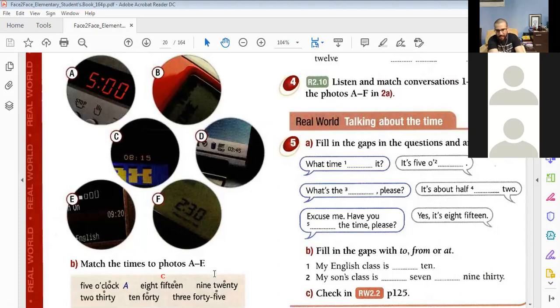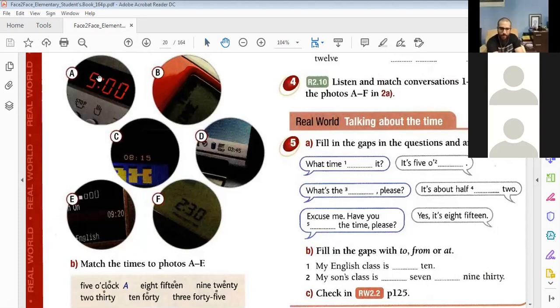Okay. What about 2:30? F. Okay. What about 10:40? D. Are you sure? D? No. Yes, I think D is 3:45. 3:45. Yes. Okay, so 3:45, this is D. The only one left is B, right? So 10:40, this is B. All right, very nice.